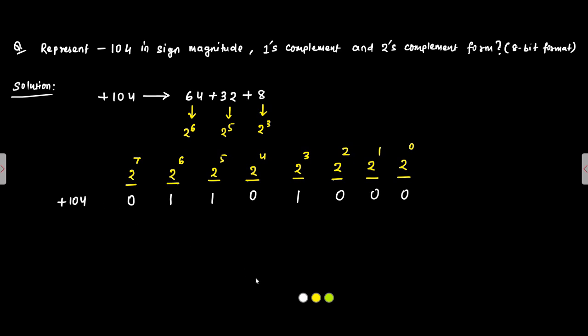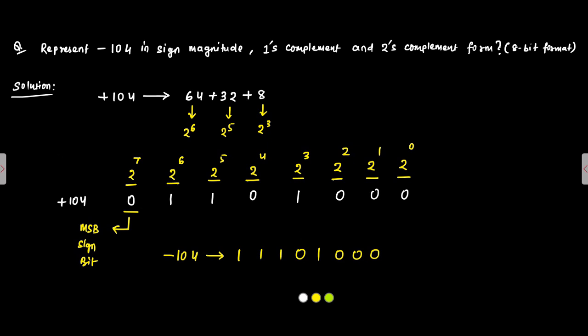If you see here, this MSB bit, the sign bit, is 0, so it represents a positive number. So minus 104, we can represent just by changing this MSB bit to 1. So it will become 1, 1, 1, 0, 1, 0, 0. This is minus 104 in sign magnitude form.